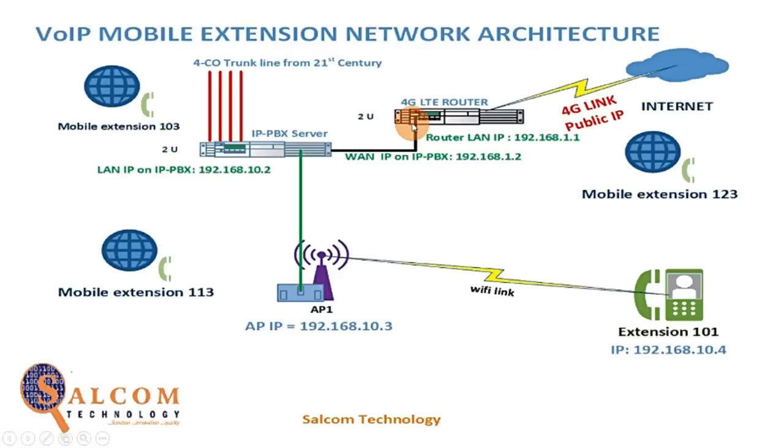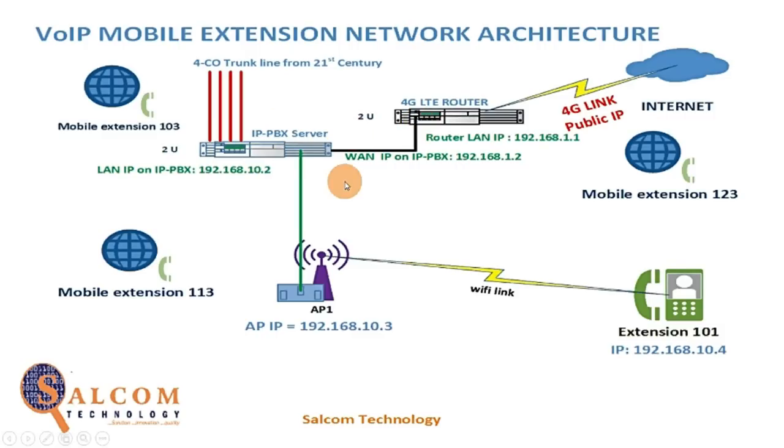Then after that there's going to be a connection between the 4G LTE router and the IPBX server. In this case, on the router we have 192.168.1.1, and on the IPBX server we have 192.168.1.2, meaning they are on the same network.